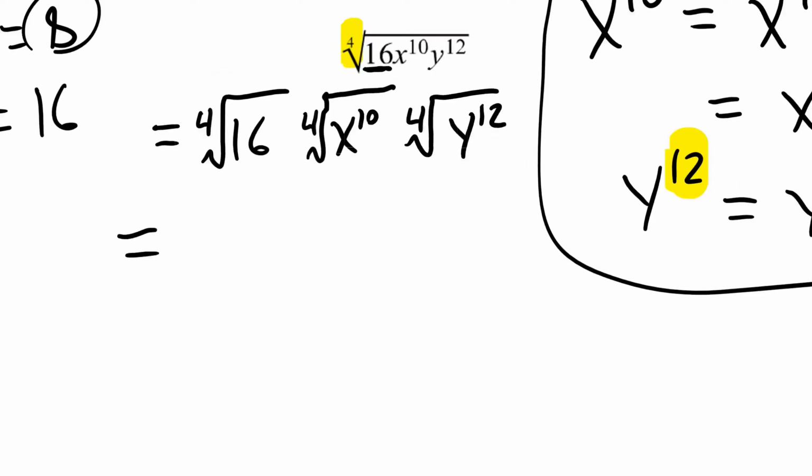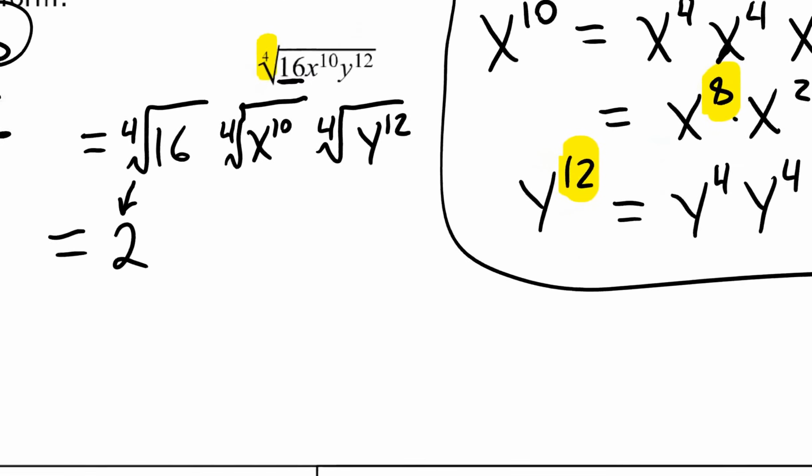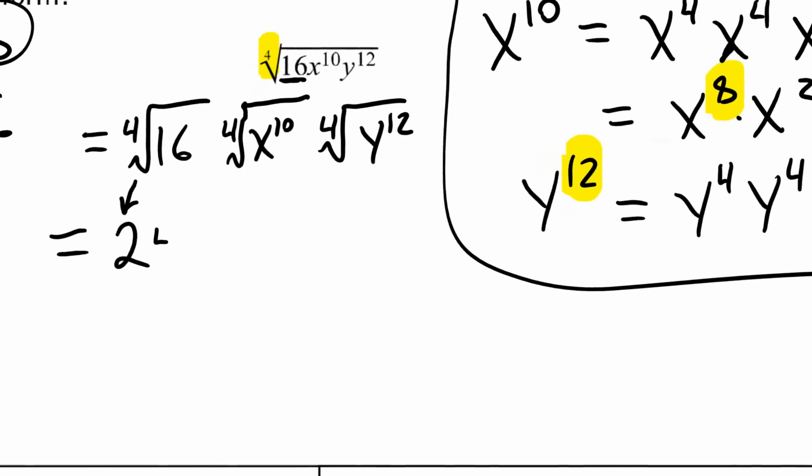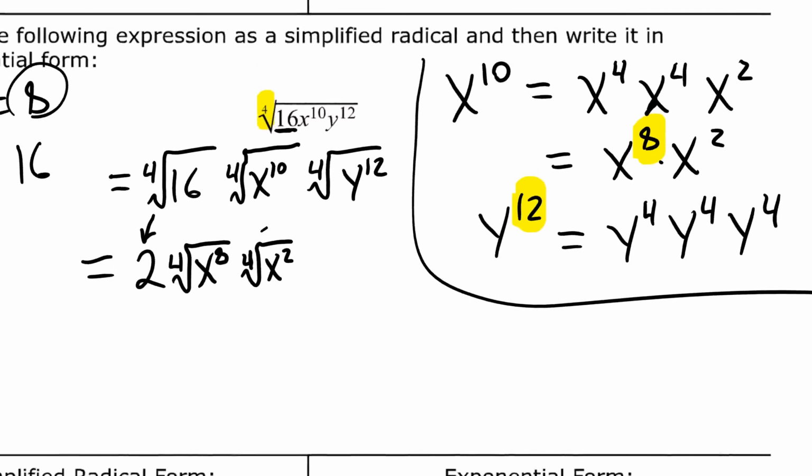Okay, fourth root of 16 is just 2. Okay, and let's see. Let's actually use a different technique to write this last part. Well, actually, never mind. I'm just going to do what I was doing. This will be the fourth root of x to the 8th times the fourth root of x squared. That's because I'm using this fact over here that I can rewrite it like this, and then I'm splitting up the radical.